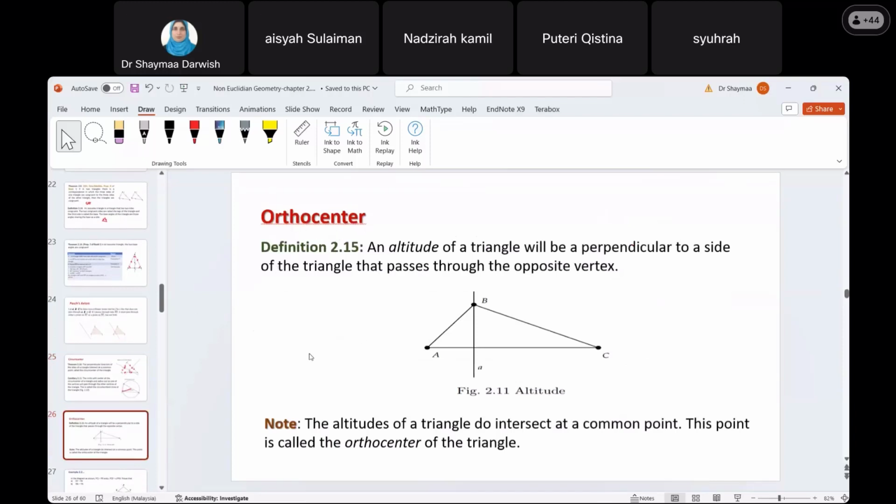Another point we have is the orthocenter. Here we have the circumcenter, and here we have the orthocenter. Now, the altitude of any triangle: if you draw a line from any vertex perpendicular to the opposite side, we call this an altitude of the triangle. When you draw a line from one vertex perpendicular to the opposite side, we call this an altitude. So now I can draw another altitude from C and another altitude from A, each time perpendicular to the opposite side. The three altitudes will also intersect at a common point, at one point. This point we call the orthocenter. So the orthocenter is the intersection point of the altitudes of the triangle.